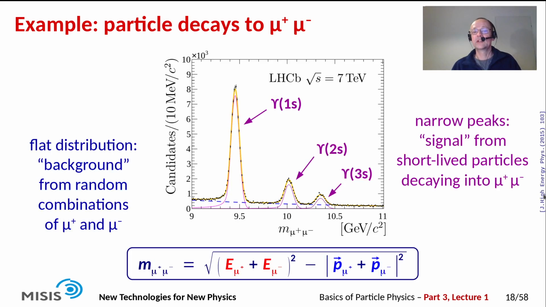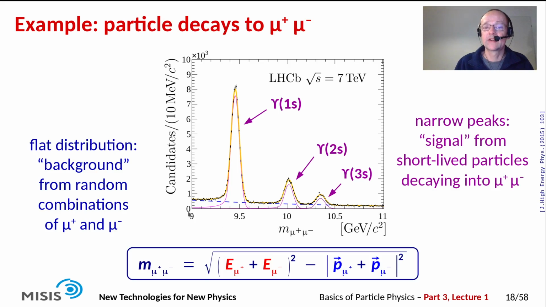Now an example of such a measurement is shown in this plot here, where we've done exactly this in LHCb. We have looked at events with a mu plus and a mu minus, and we have calculated the invariant mass. You see in this distribution two components. You see here a flat distribution. This is background from random combinations of mu plus and mu minus. You have an event in which you have a mu plus and a mu minus. They have nothing to do with each other. You can of course calculate this quantity, but it's randomly distributed, so you get a flat distribution.